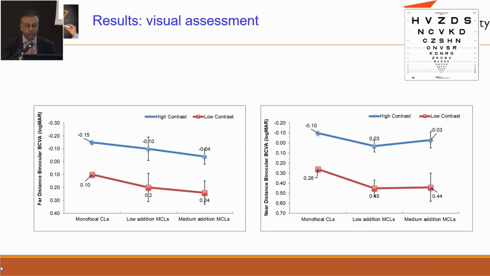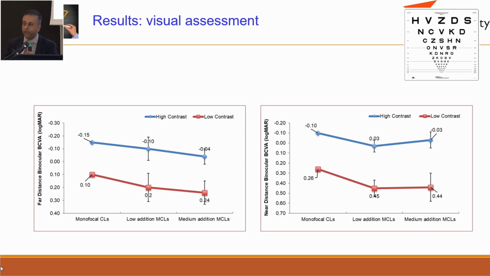And first of all, just to show you the visual results, you can see that in a monofocal lens, so when the patients are wearing single vision lenses and they're looking far away, their best vision is with the single vision lenses, and the vision decreases with the low add and the high add, which is what you'd expect.